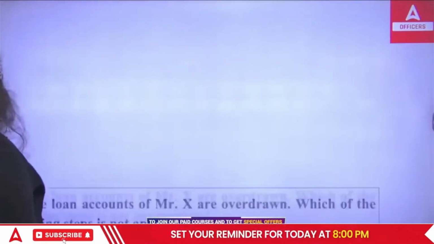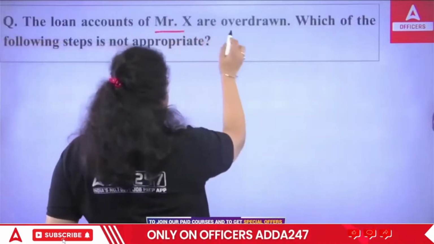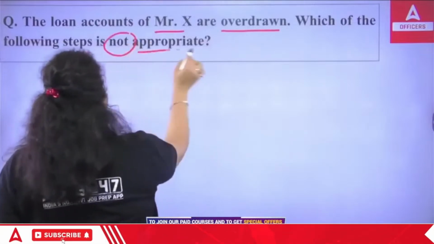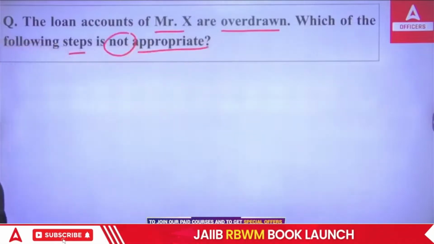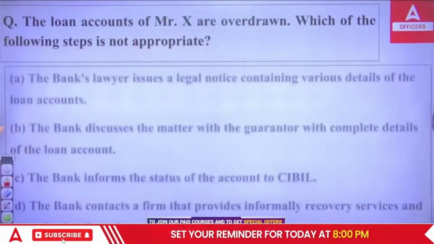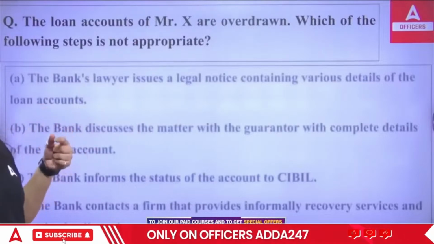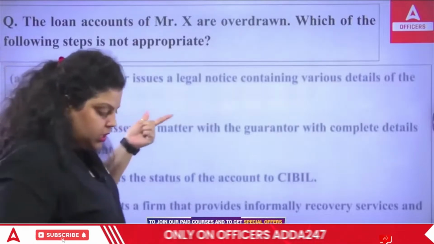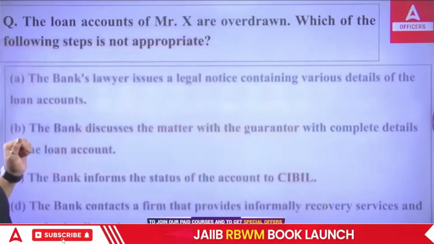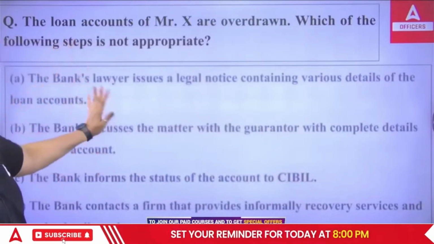Now, next question we have: the loan account of Mr. X is overdrawn. Which of the following steps is not appropriate to be taken? So Mr. X has an account in a bank, and that account has been overdrawn. Like, as per the limit, you have overdrawn the amount of money from Mr. X's account. So which of the following cannot be the appropriate step?